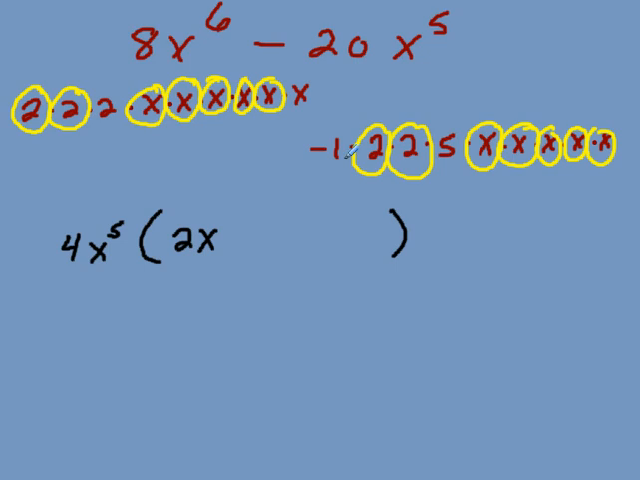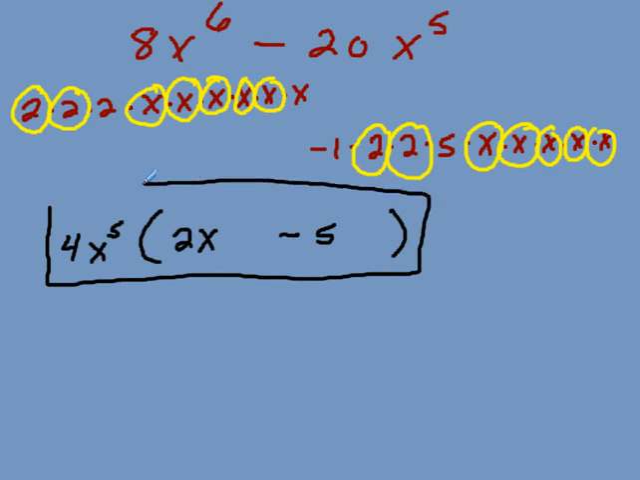power. And then let's go to see what's left here. The only thing not circled is negative 1 and 5. So negative 1 times 5 would be a negative 5. And that represents what's left of the negative 20x to the fifth. Okay. Now, that is what we've done. We've factored out 4x to the fifth out of these two terms, leaving us with 2x minus 5.